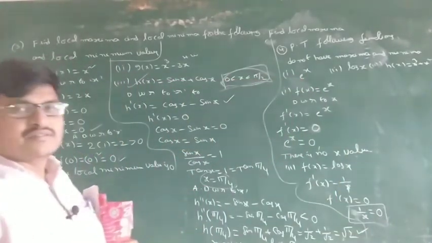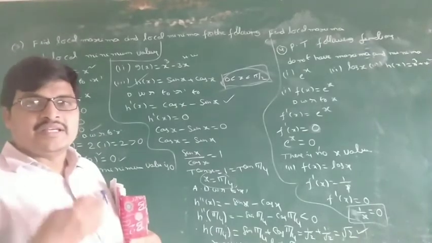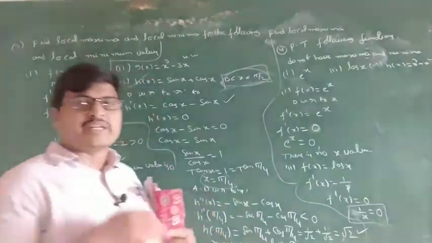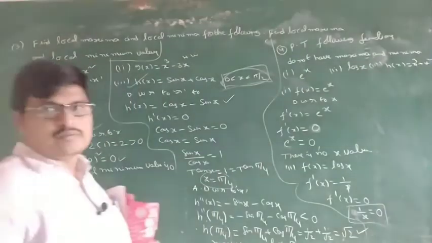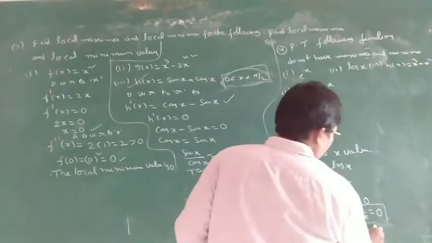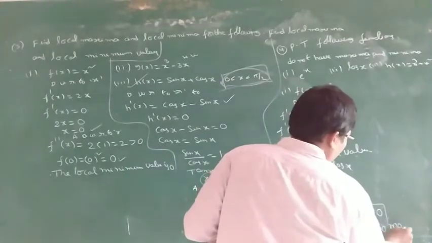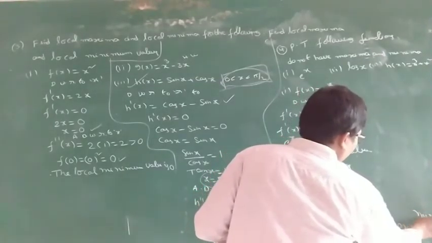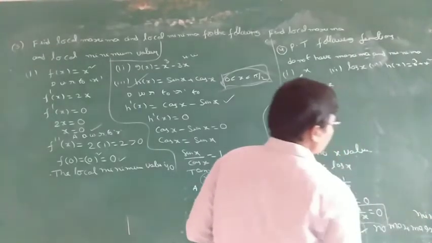1 by x is always any number not equal to 0, a negative value or positive value, but never equal to 0. So no maxima and minima. Okay, right.